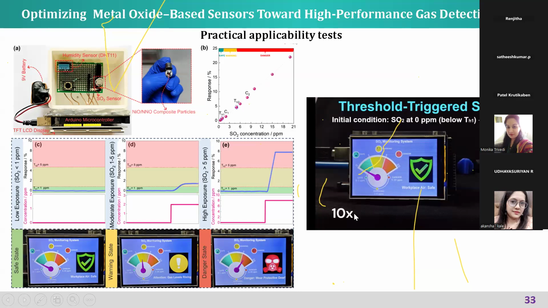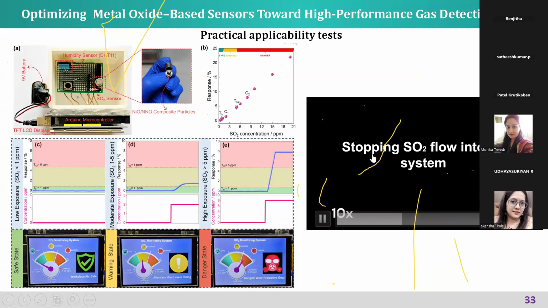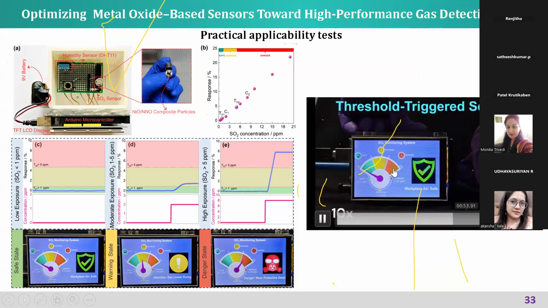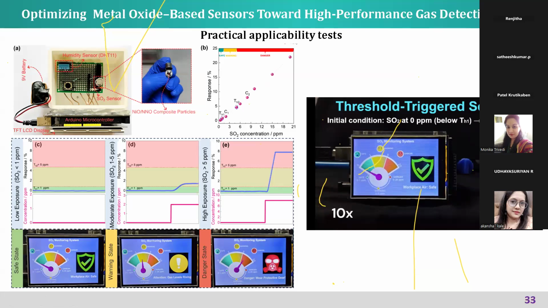The sensor response with different concentrations is shown here, and we show some videos of how it works. As the concentration of SOx increases, at a particular time this sensor will show a level. The level is raised to an alarming level when the concentration increases. It's a danger zone. So essentially this shows at what concentration the sensor is showing the danger level. That's what we are establishing with this test.